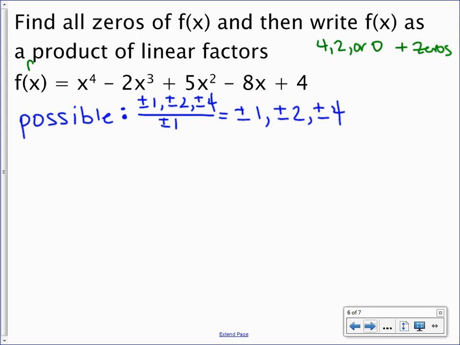F of negative x. Negative x to the 4th stays as positive. Negative 2, negative x cubed turns to positive. 5 times negative x squared stays. Minus 8 times negative x is positive. How many negative zeros will we have? No negative zeros. Okay? So we only have 3 to try. Woo-hoo.